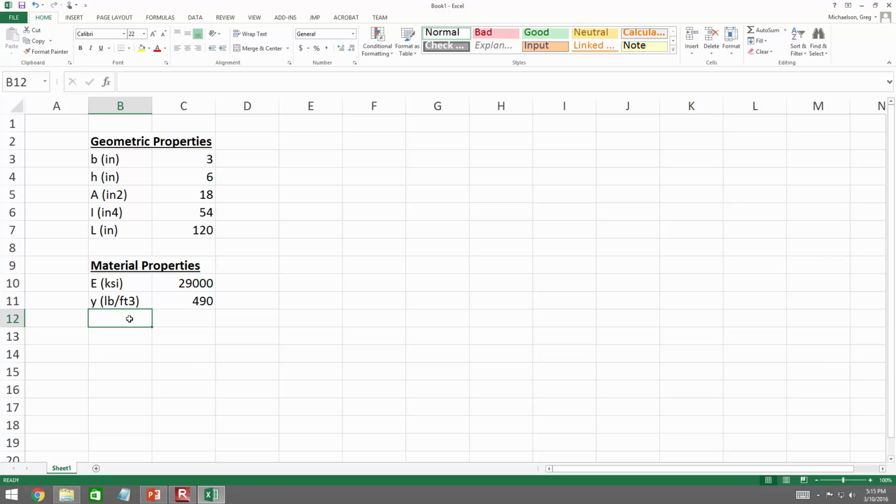Let's do some conversions, okay? How do I get this from pounds per cubic foot to kips per cubic foot? What do I do? Divide by 1,000, right? Sound right? So 1 cubic foot weighs 0.49 kips, right? Now, we got some issues because that's kips per cubic foot. What we really need is kips per cubic inch.